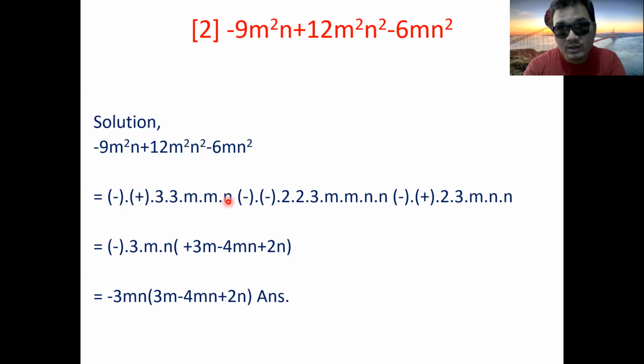Then again in the second term, look here, this plus sign: either you can write plus into plus or minus into minus. And 12 is 2 into 2 into 3, into m square, so I write m into m, and n square, n into n. And here is minus, so you can write minus into plus is minus, and 6 means 2 into 3, into m, into n square means n into n.